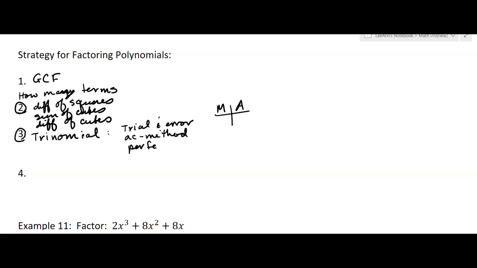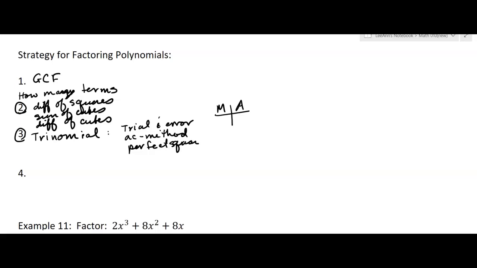If there are 3 terms, then it's a trinomial. So you have your trinomial. You have your trial and error. And a lot of times when I was doing examples, I kind of did this thing where you're multiplying to be a number, you're adding to be a number. So there's trial and error, there's the AC method. And it might be a perfect square trinomial.